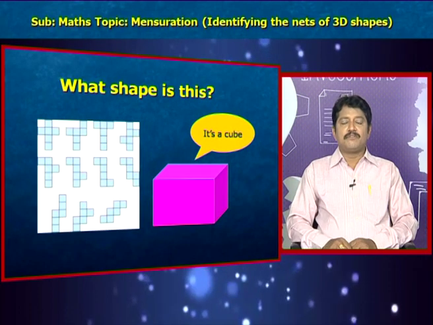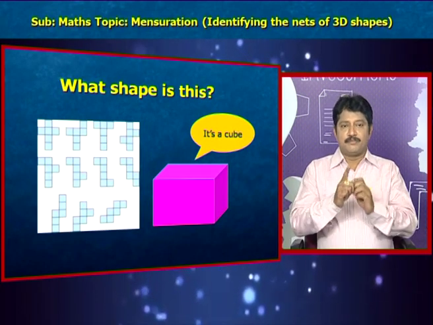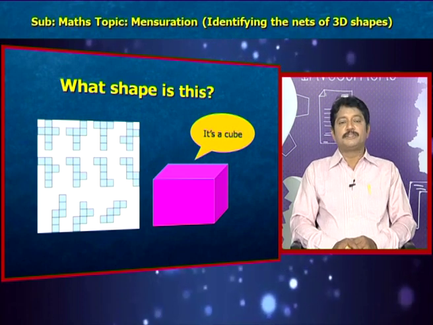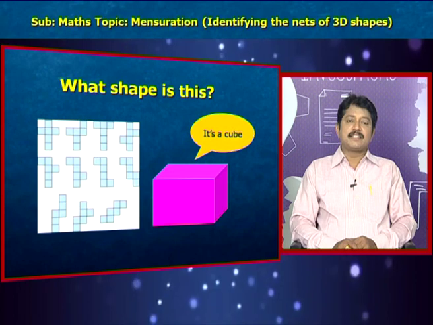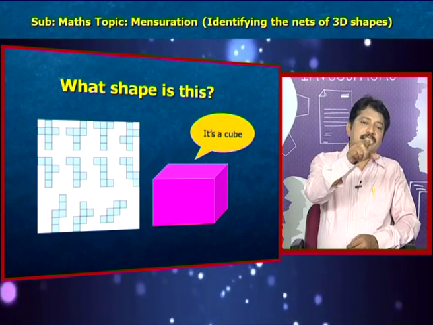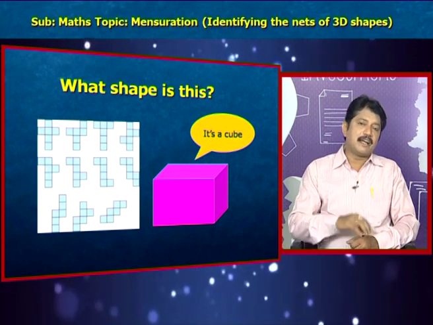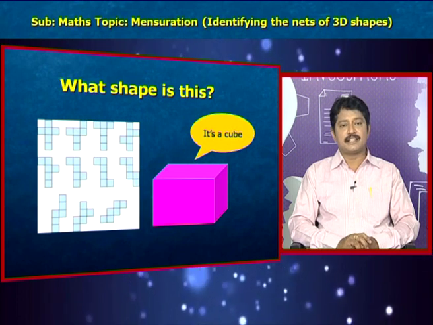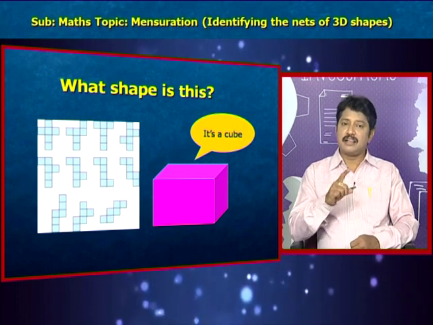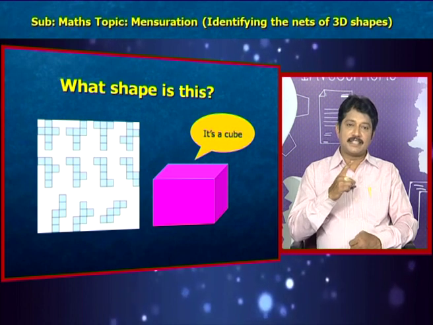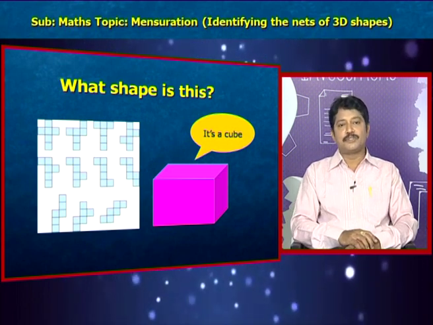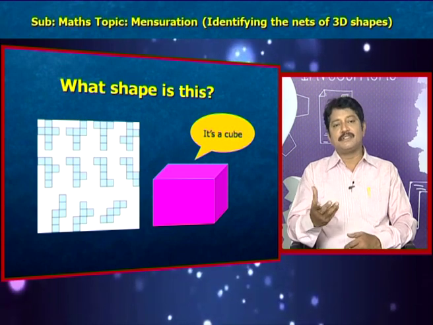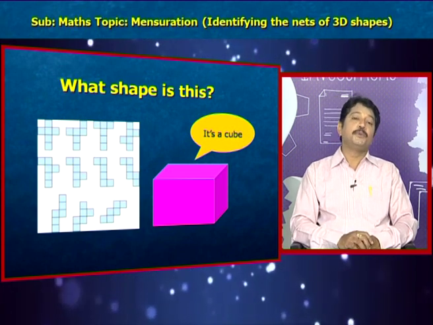Coming to the next, what shape is this? Can you imagine what shape this is? We can imagine there are different shapes. I said this first one, all are squares. How many sides? 1, 2, 3, 4, 5, 6. So, there are 6. So, definitely it forms a cube.